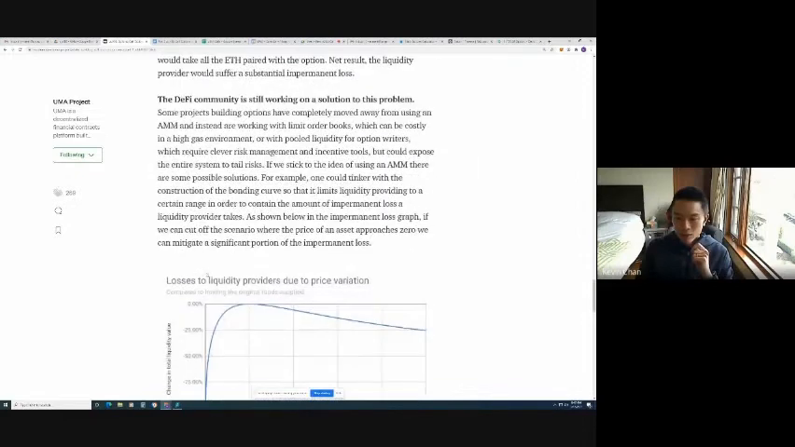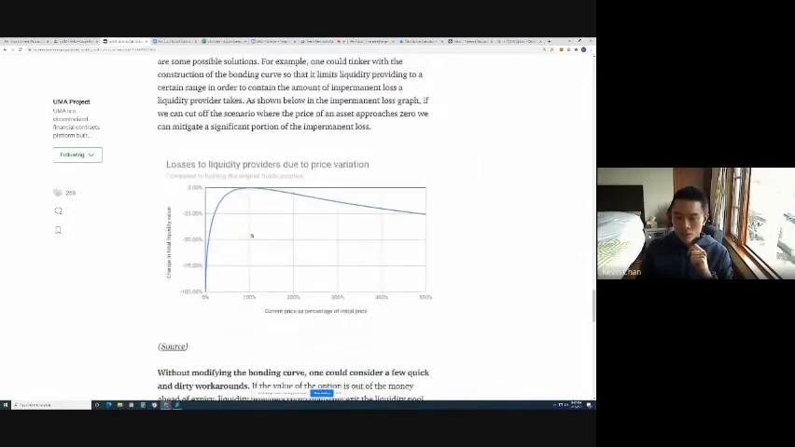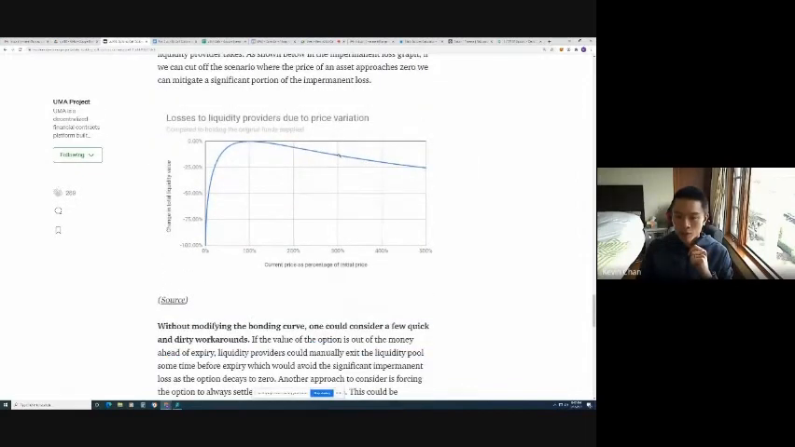And this is just an illustration of impermanent loss right here. You can see generally, if you're within this range, it's okay. Even if the market rallies a lot, it seems like the most you're really losing is maybe 25%, and that's with an asset multiplying by 5 times. But if one of your assets goes to zero, then effectively you lose everything.